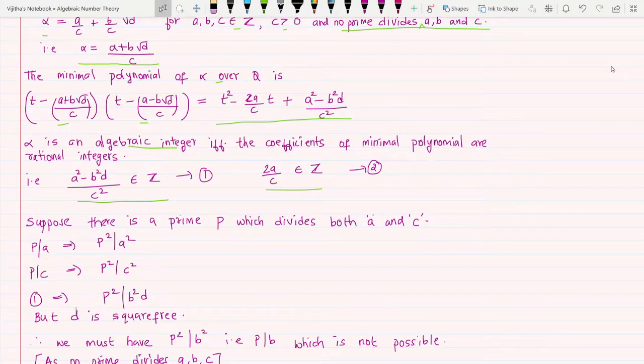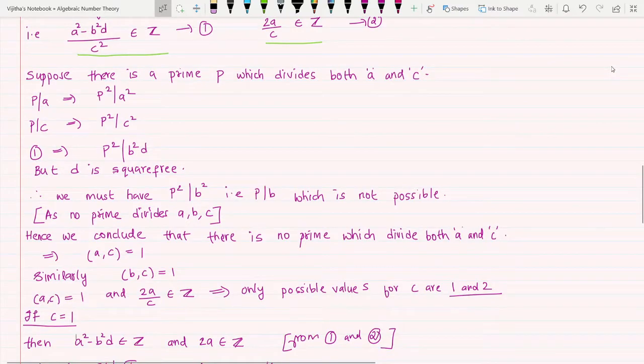Now, suppose that there is a prime P which divides both A and C. We have already assumed that no prime P divides all of A, B and C. So P divides A implies that P square divides A square. P divides C implies that P square divides C square. Now from equation 1, we get that P square divides A square and P square divides C square.